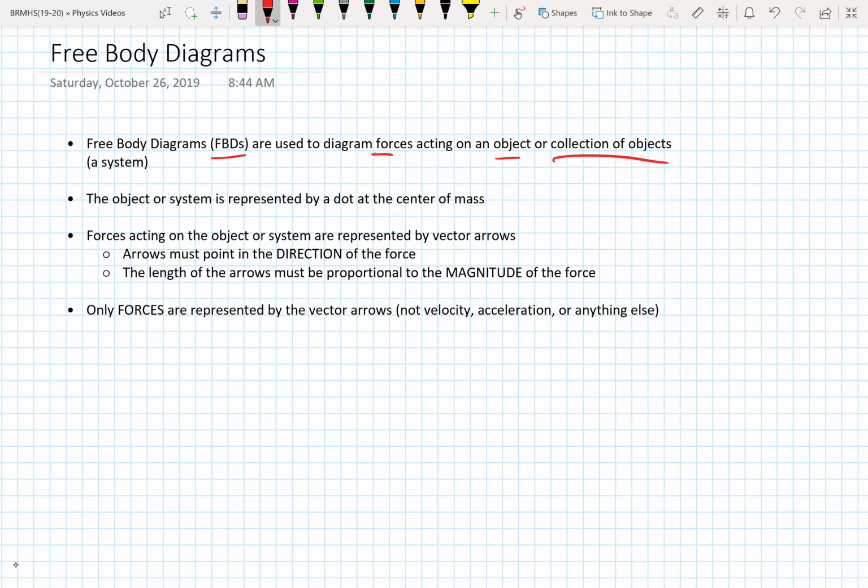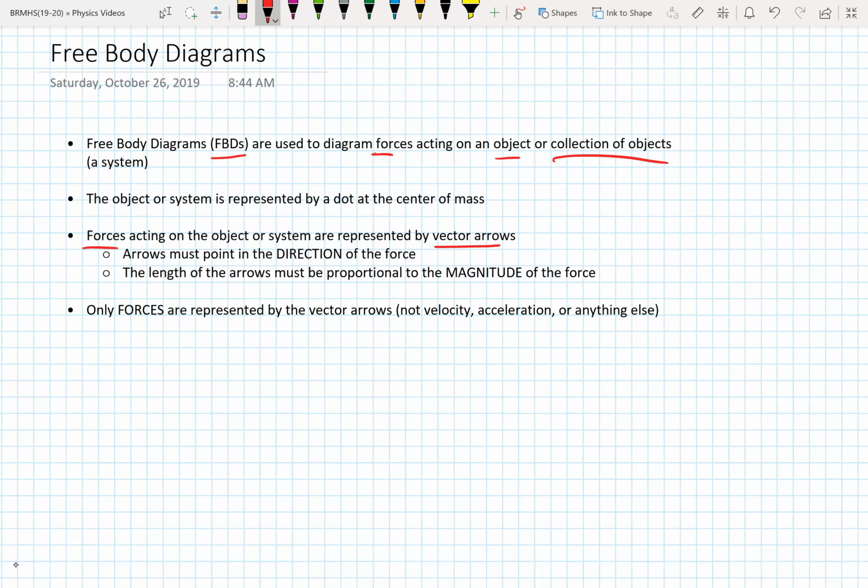It's a free body diagram because you free up the object or the system from the rest of the complicated environment that's around it, and you just focus on one object or one system, and you represent it with a dot. That dot should go at the center of mass of that object. Forces acting on the object or system are represented by vector arrows. Forces are vectors, so they have magnitude and direction, so we use vector arrows to represent them.